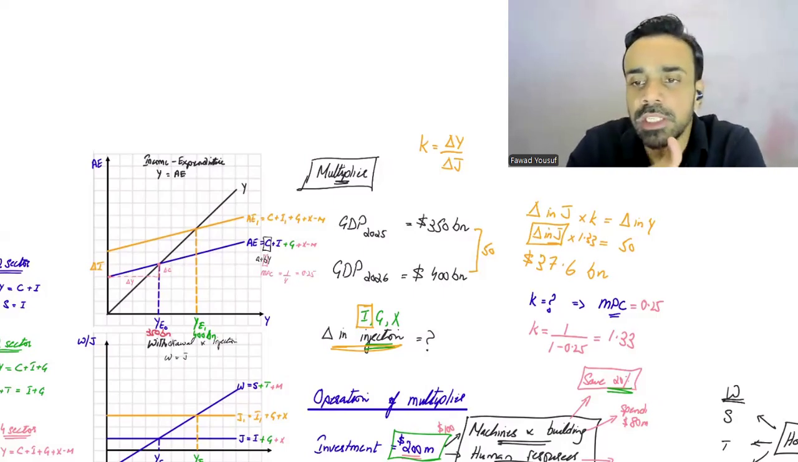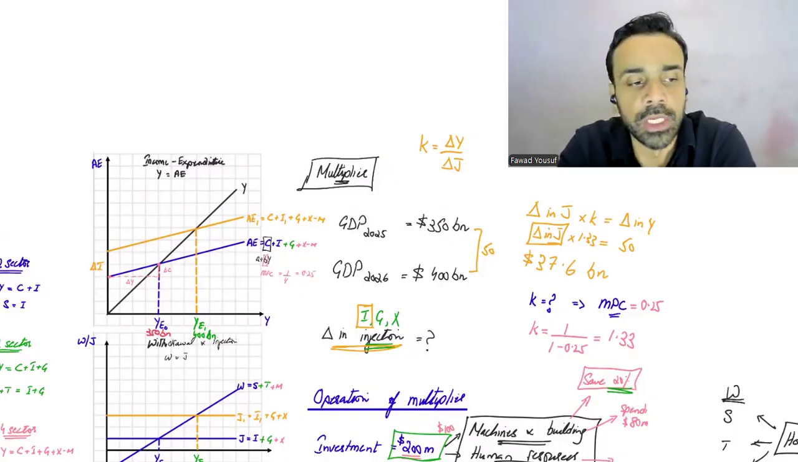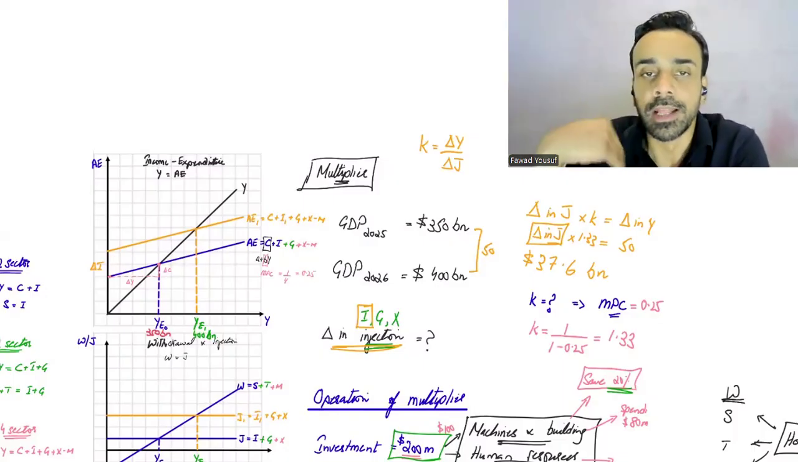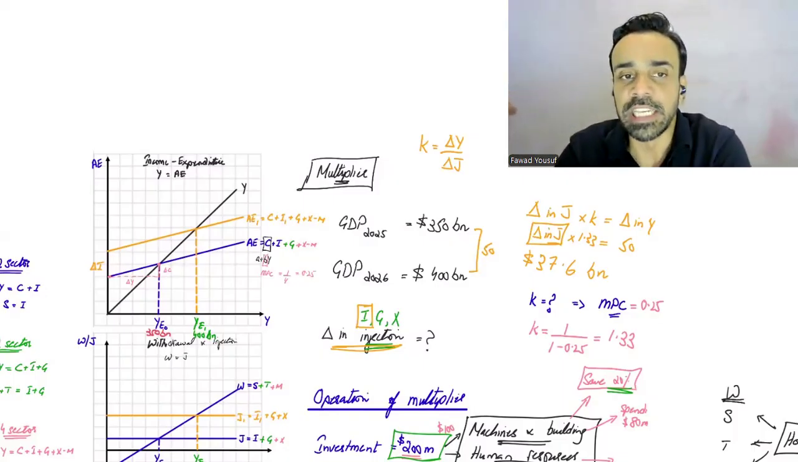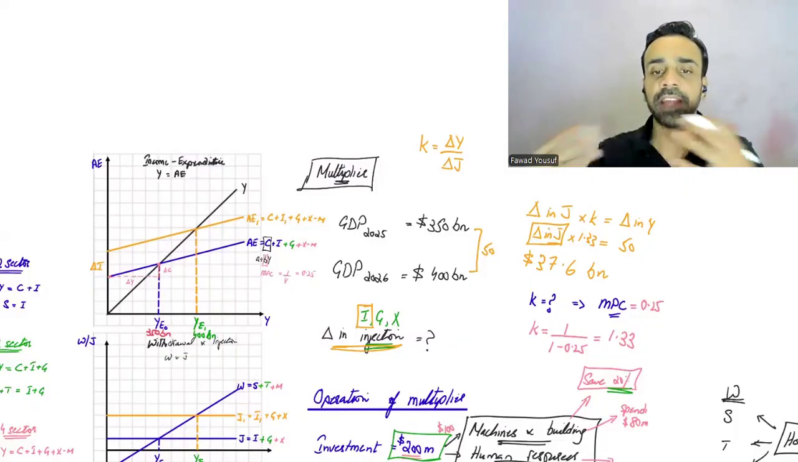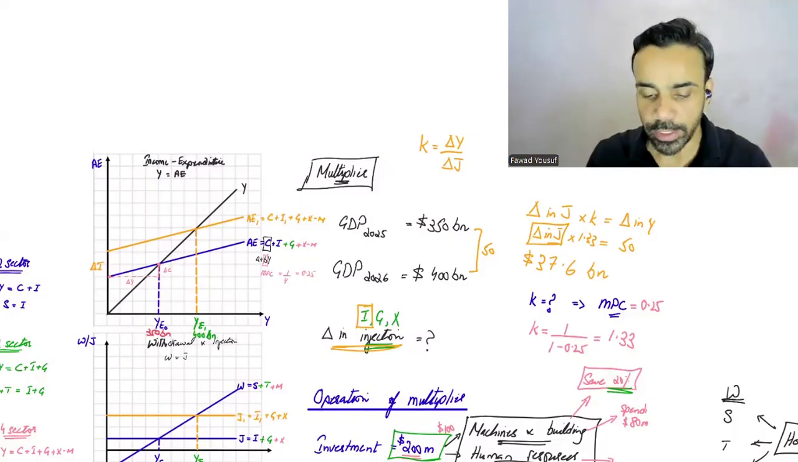Now over here, the multiplier is really bad. Why? Because consumption सिर्फ 0.25 हो रही है और withdraw जो हो रहा है वो 0.75 हो रहा है. The greater the value of MPC, the greater the impact of the multiplier that we can see. And that's what we're going to see.